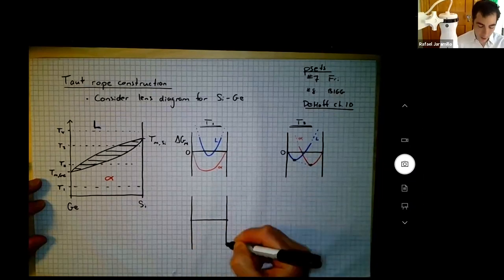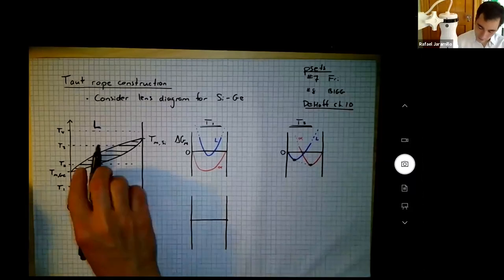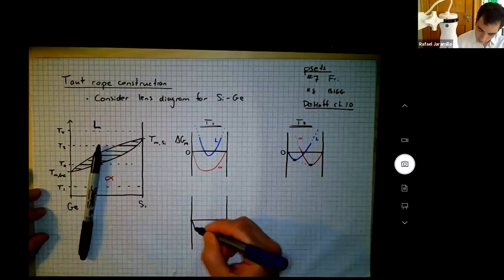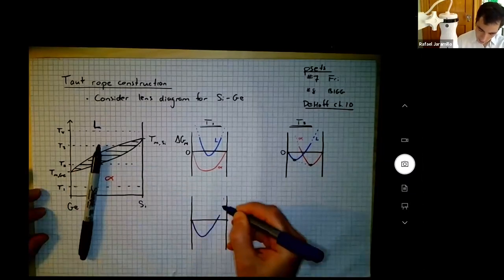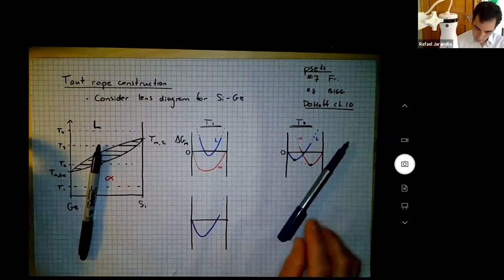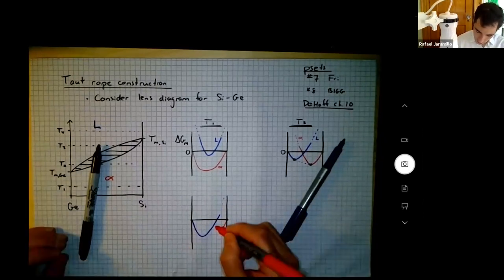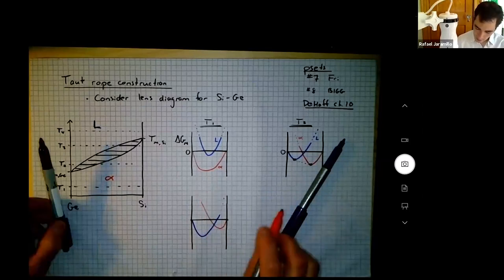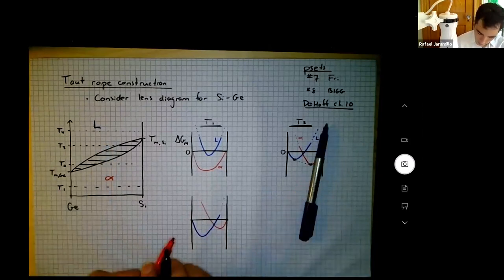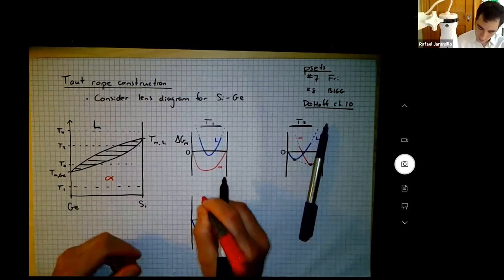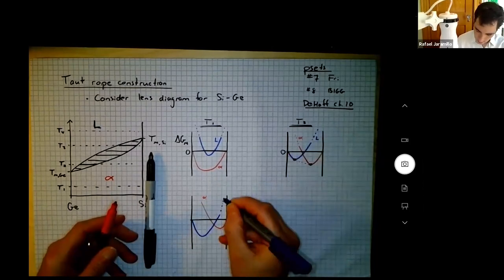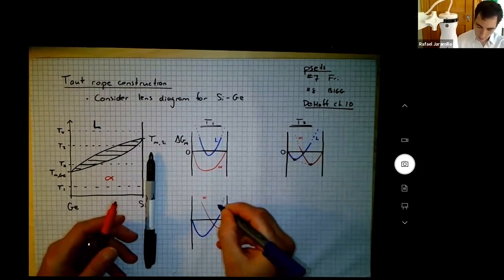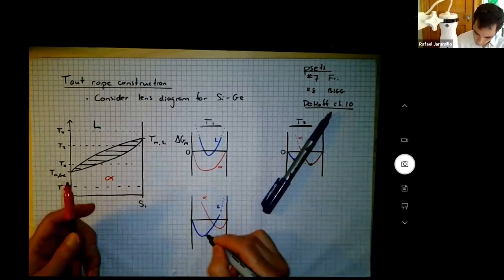T3 is qualitatively similar, but the liquid phase has become more stable over more of the range. The alpha phase has become less stable. So let's see again, alpha, liquid, common tangent.